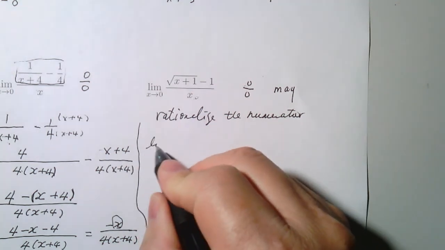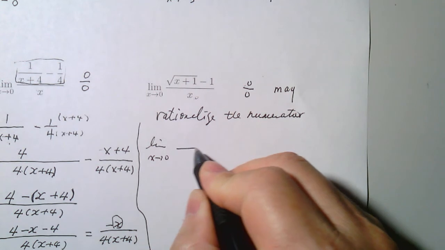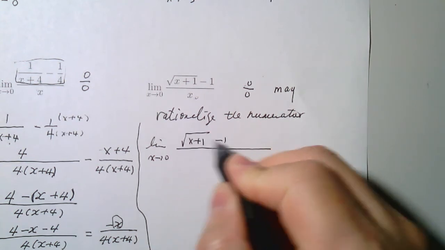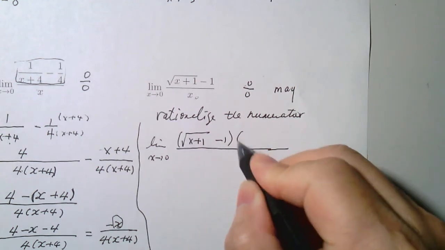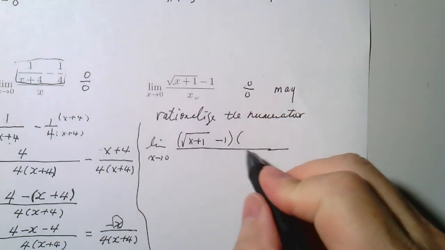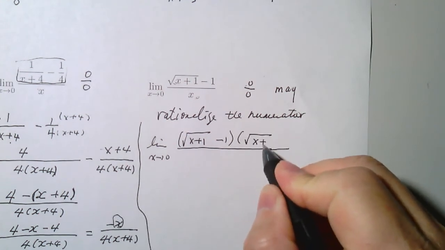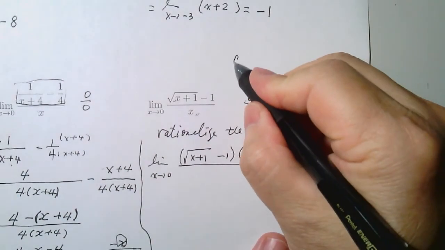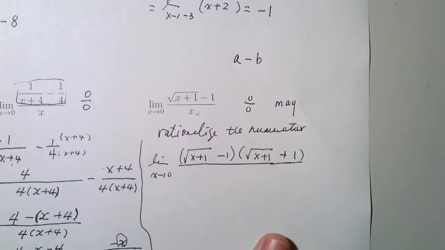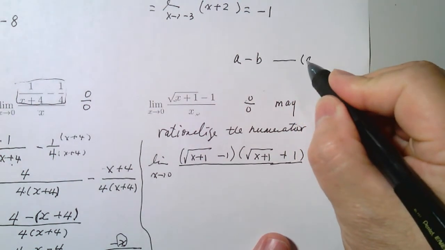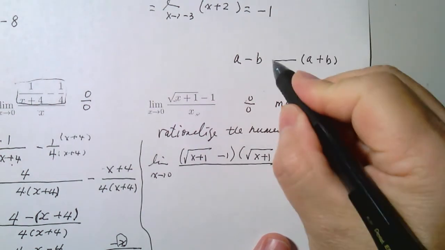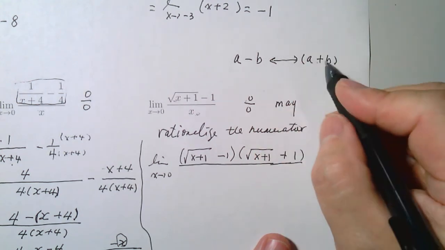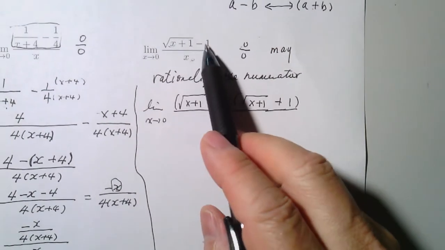Rationalize the numerator means I need to multiply the numerator and the denominator by the numerator's conjugate. The conjugate is square root of x plus 1, plus 1. Okay, what do we mean by conjugate? Suppose you have a minus b as an expression. Then its conjugate is a plus b. Vice versa, a plus b's conjugate is a minus b. So all you need is to change the sign.